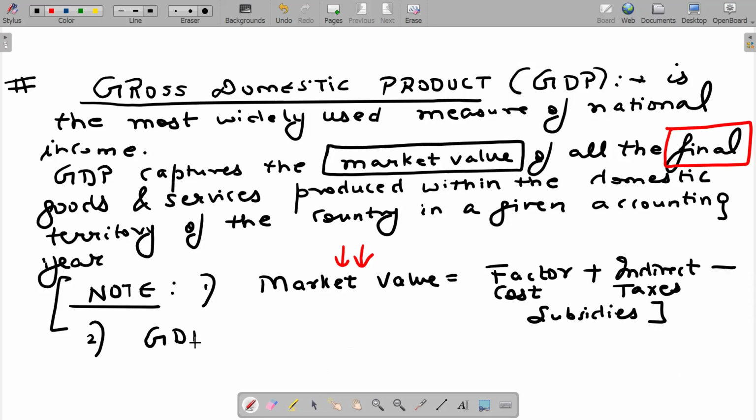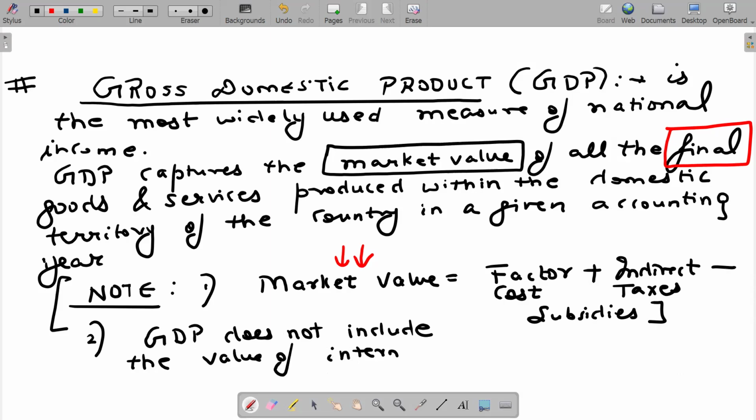GDP does not include the value of intermediate goods. GDP does not include the value of intermediate goods or raw materials or goods in progress.